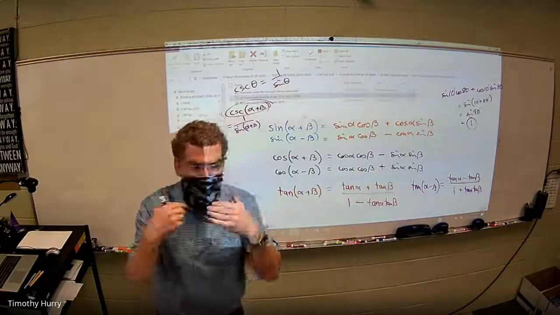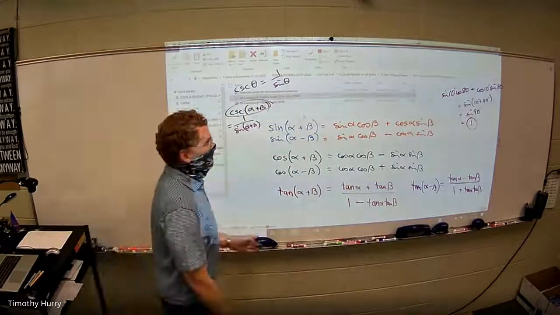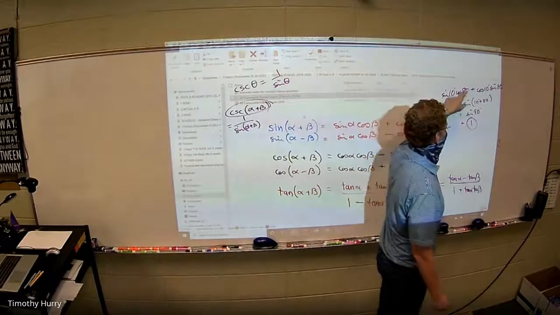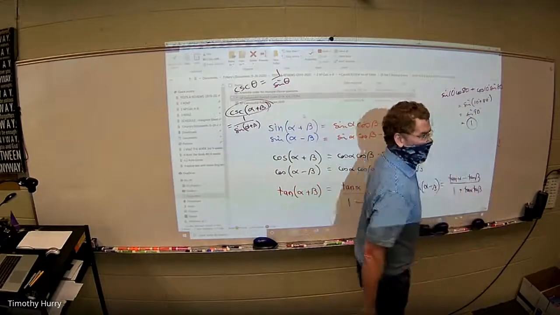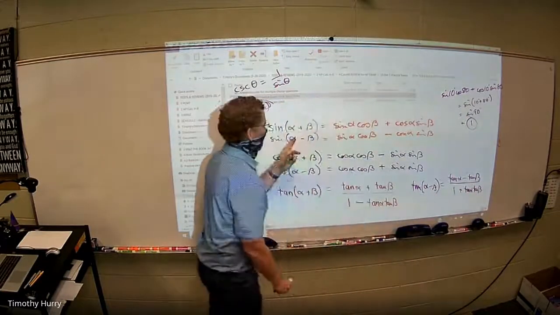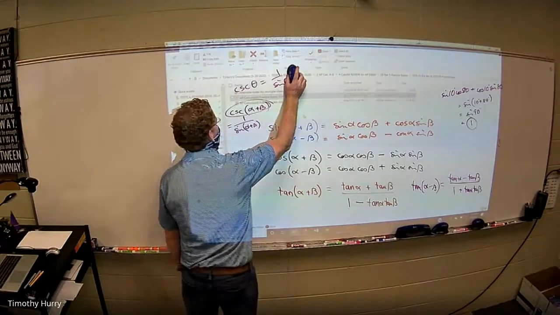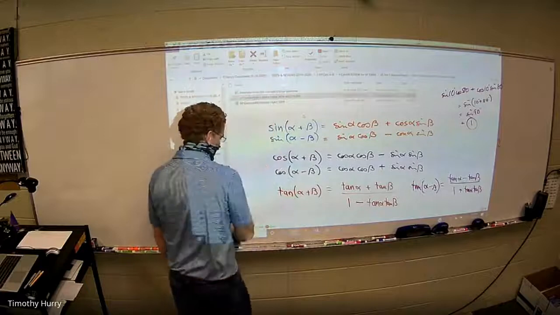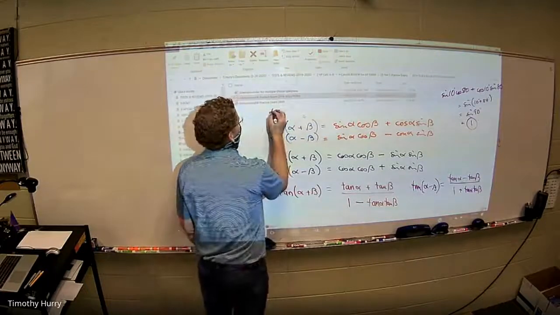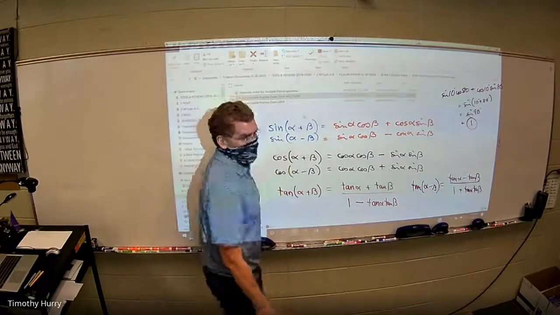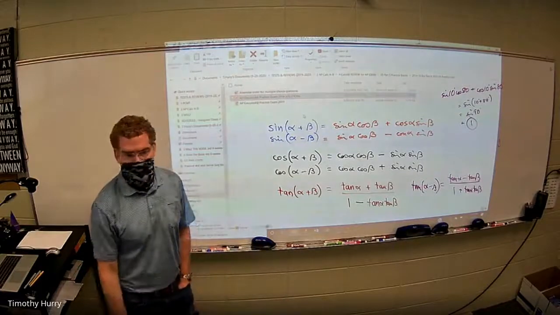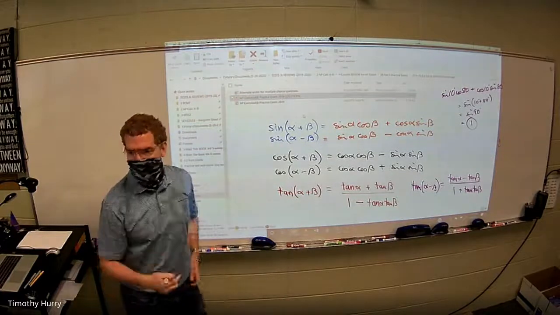Most of the time when you're applying these, you're either given a situation like this, which you're kind of going backwards, or I'm given an angle like, for instance, what if, this is a terrible example, but like, what if I said, this really is a terrible example. You don't use it this way, but you know what? I'm not even going to give it. It's terrible.